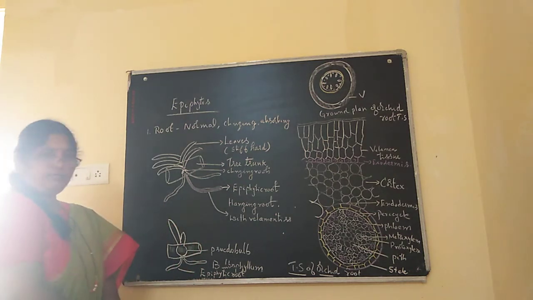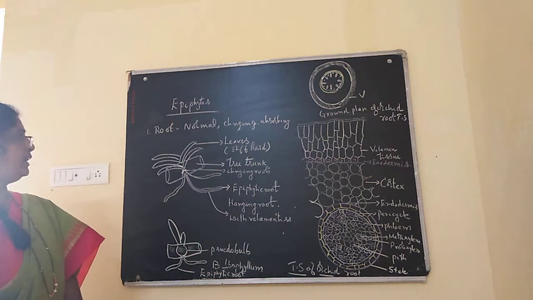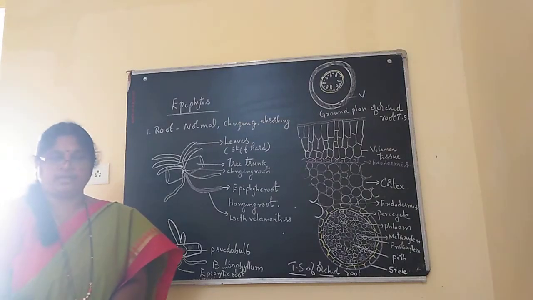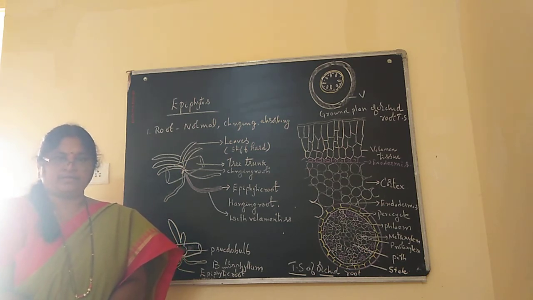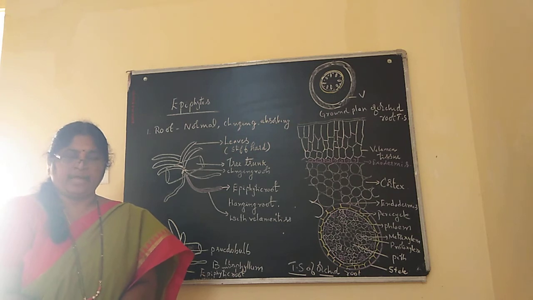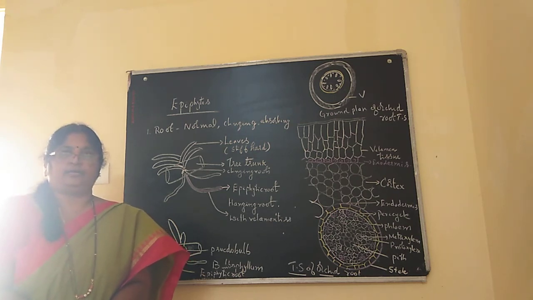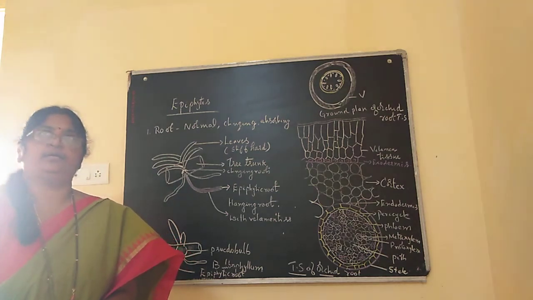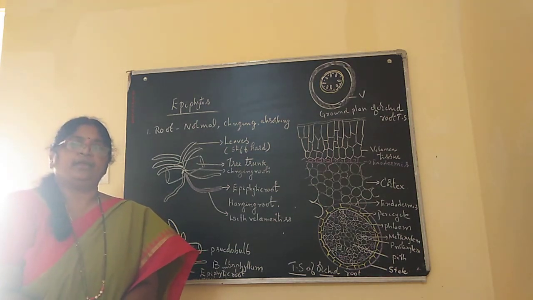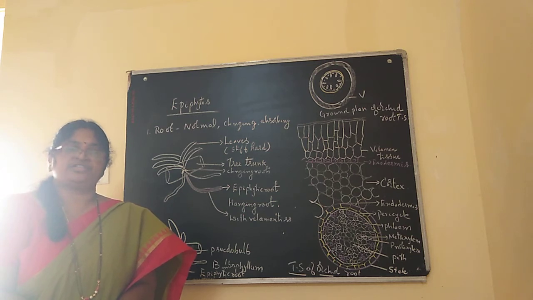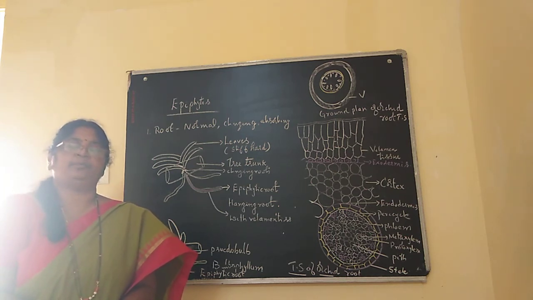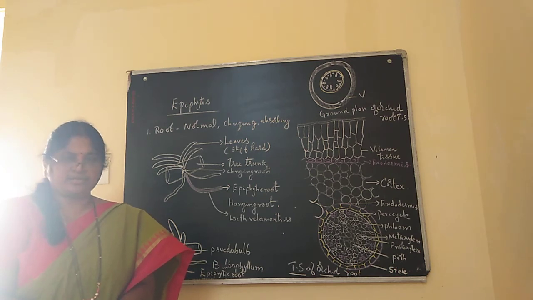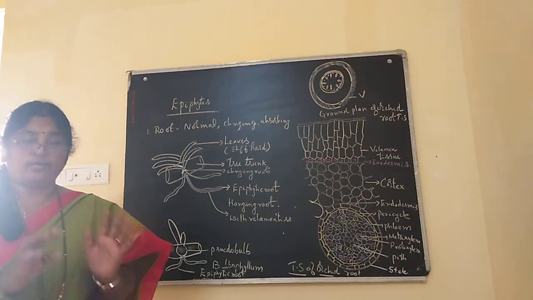Everyone, today we will discuss epiphytes. What are epiphytes? Epiphytes are the plants which grow on other plants only for shelter. Unlike parasites, they only look for shelter. They don't depend upon absorption of any food materials. So epiphytes are the plants which grow on other plants only for shelter.